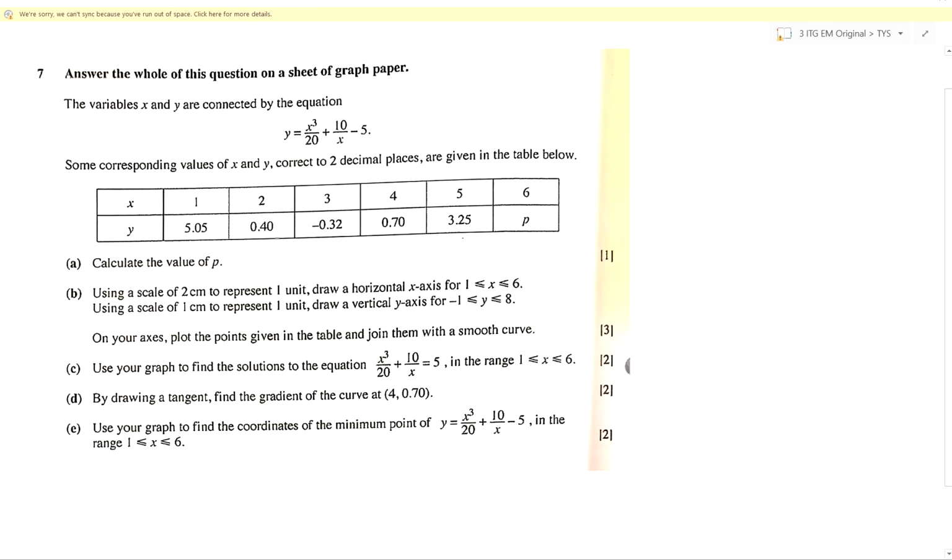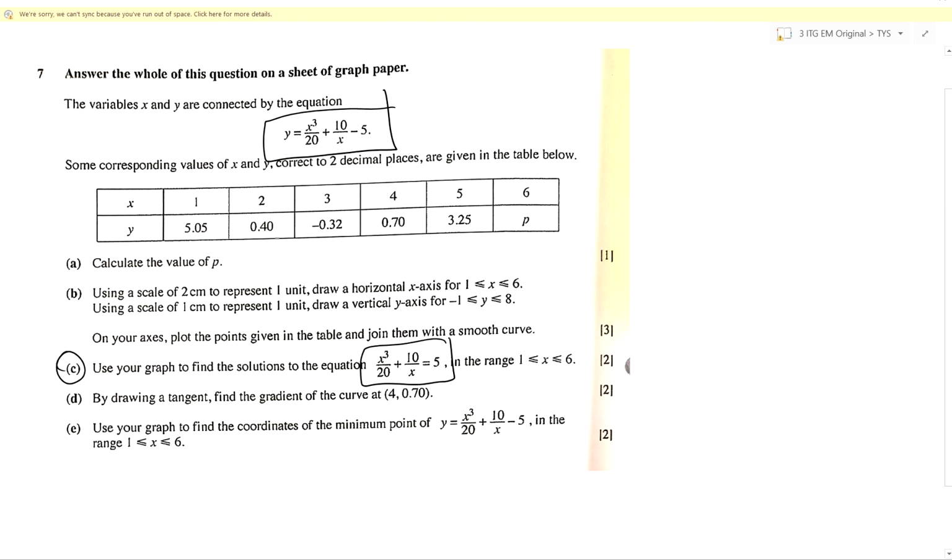Okay, question 7. Now I need all of you to look up. Question 7 on graph. 陈卓, look up. I'm interested in part C. You have plotted a graph already. Your equation of your graph is given as such. They ask you to use your graph to find the solution to another equation. It's a very familiar question.